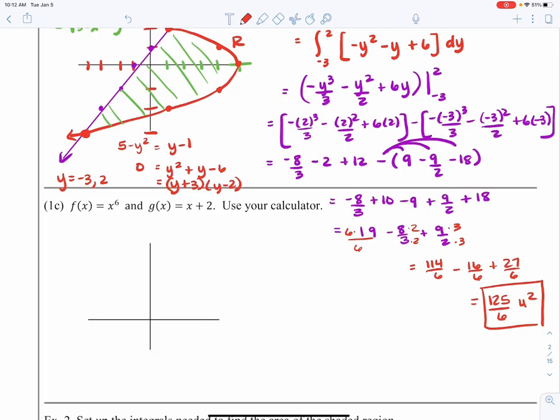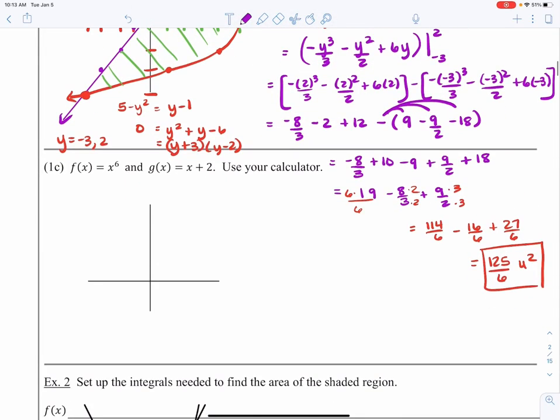Okay, so I'm not always going to be so terribly mean that says that you absolutely have to do this by hand. You can do some by your calculator. In fact, you can even graph them in your calculator and find intersections, and that is one of the things that your AP exam is going to be expecting you to be able to do.